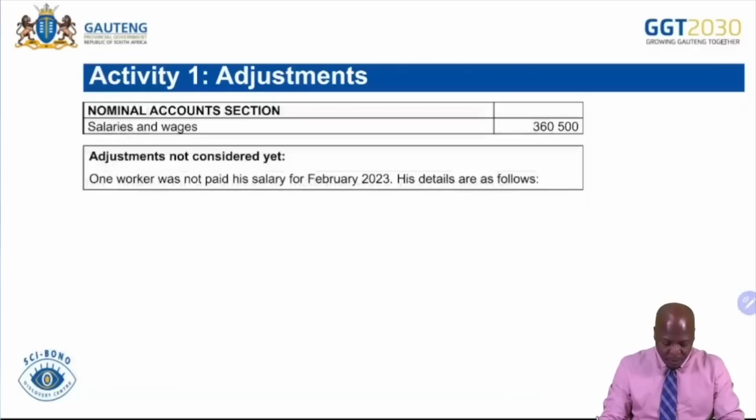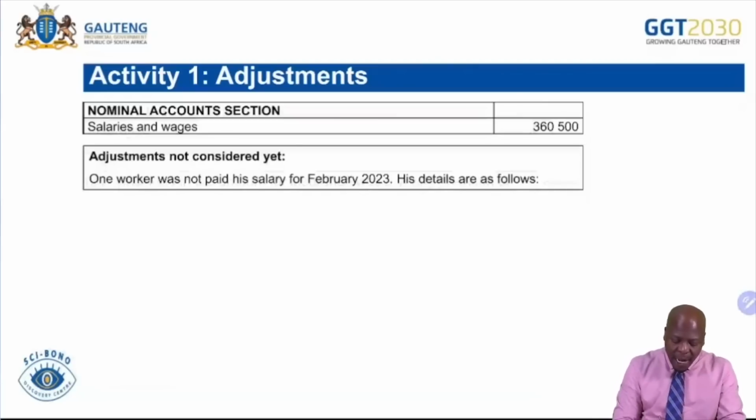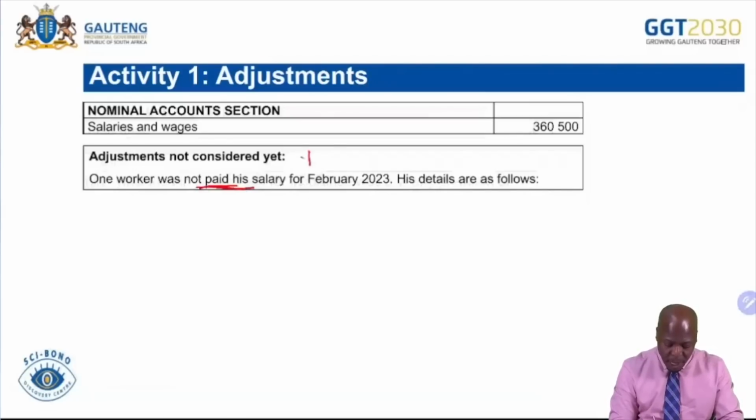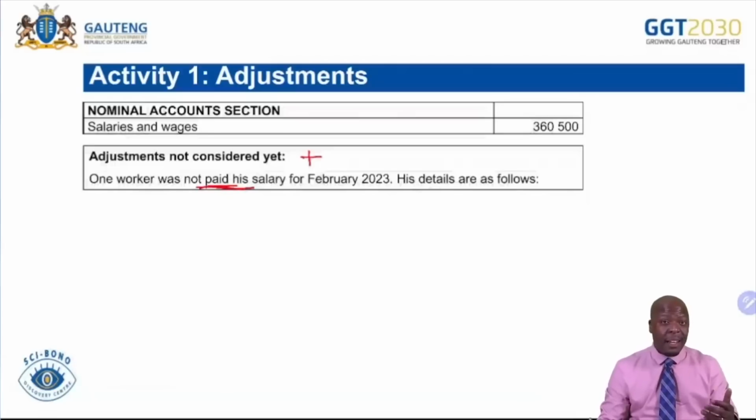salaries and wages. It says, adjustments not considered yet. One worker was not paid his salary for February 2023. His details are as follows. So the moment a worker is not paid, that means this is an expense that is owing. Already in my mind, I know this is an expense that has not been recorded. So I already know that my sign is going to be a plus. I'm going to be adding certain amounts.